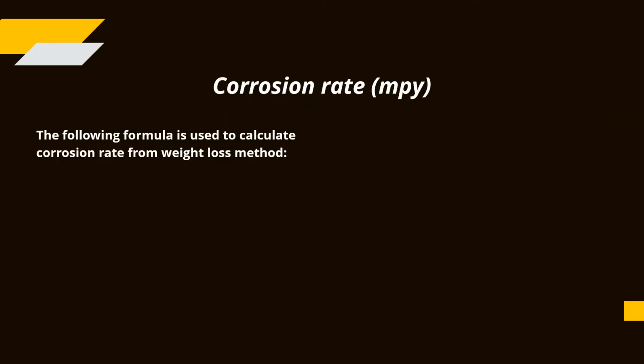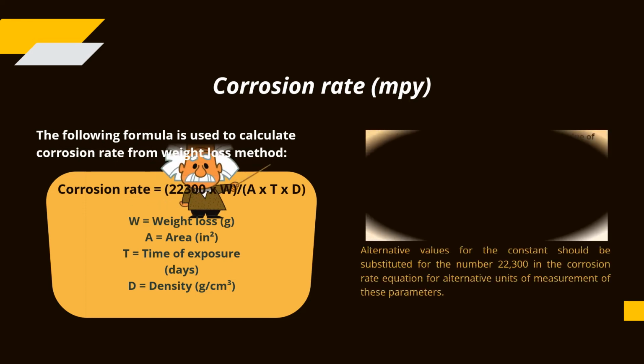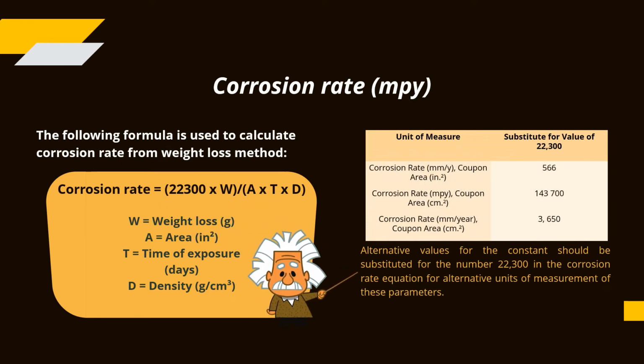In this slide, the formula presented is used to calculate corrosion rate from weight loss coupons in units of mils per year. When the area of the coupon is in inches and the period of exposure is in days, the preceding equation is used to calculate corrosion rates in mils per year. Alternative values for the constant should be substituted for the number 22,300 in the preceding equation for alternative units of measurement of these parameters as shown in the table above.